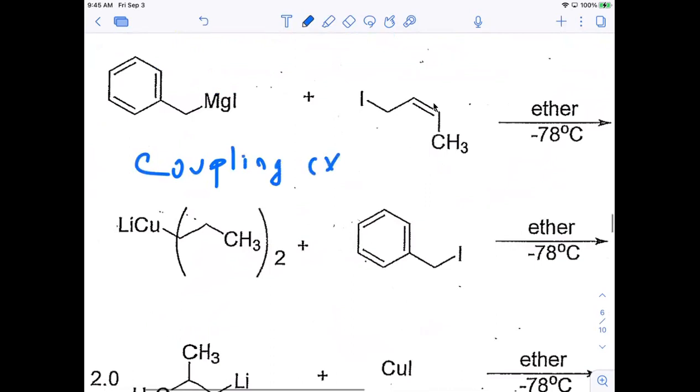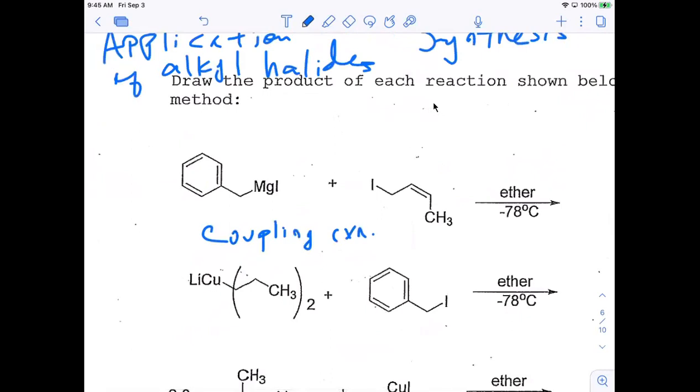Right, and again, with the coupling reactions, we find CM and RX, where RX can be an alkyl halide. Sometimes the halogen can be replaced with a different leaving group, like a triflate or a tosylate or something like that. I'll show you some examples of that because that's not here, but I'll add them in.